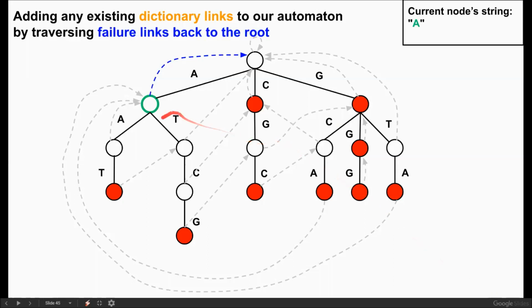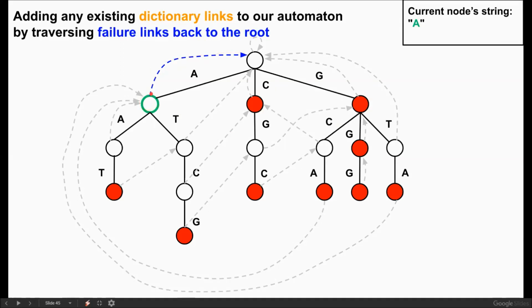Okay, so let's start at this node, which represents the string A. As you can see, I've highlighted the path back to the root along failure links. In this case, it's just one failure link, and then we get back to the root node. But what we do is, along our traversal back to the root node along failure links, if we hit a word node, then the first word node that we hit, we will add a dictionary link from that node to the word node. And if we don't hit a word node and we make it all the way back to the root, then that just means that we don't have a dictionary link outgoing from the current node that we're at, the green node.